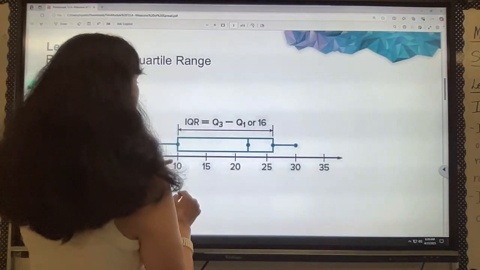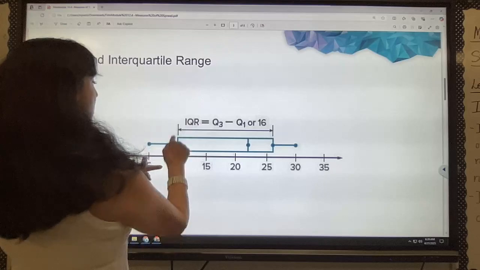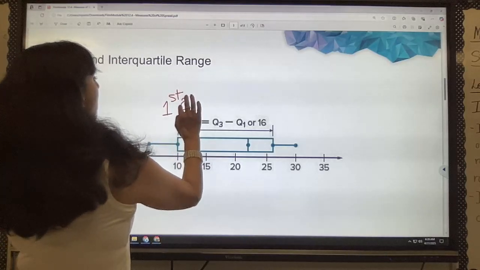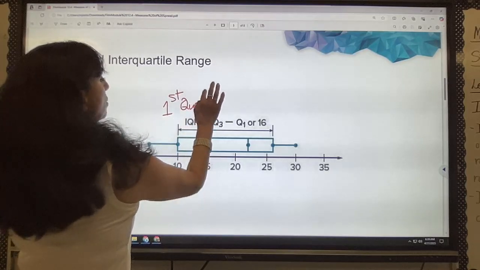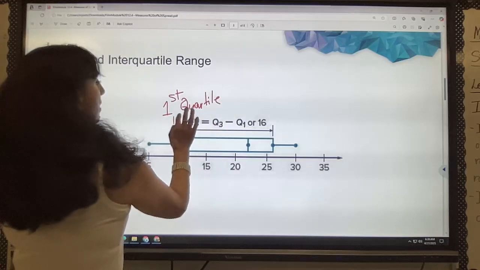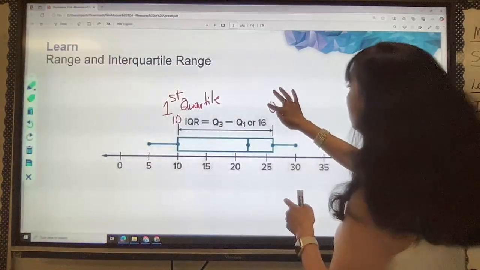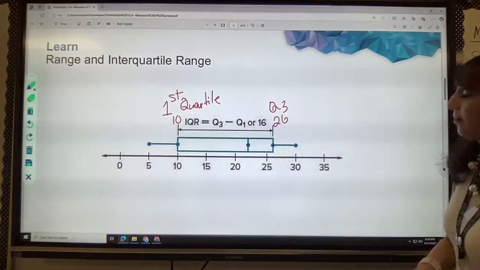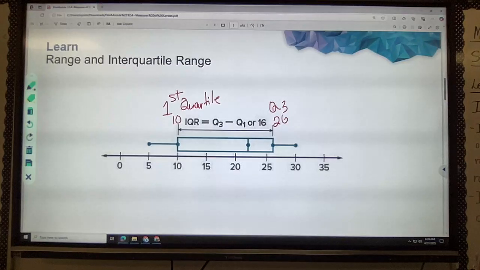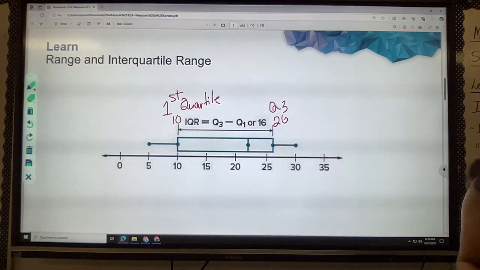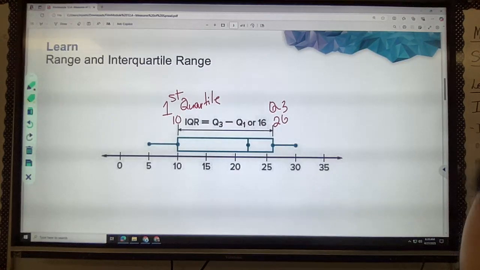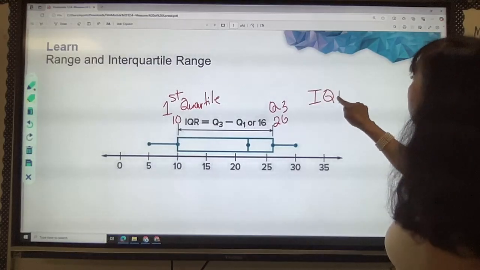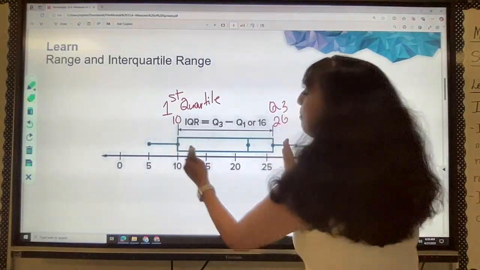So look, this is my first quartile and this is 10. So my first quartile, okay, is going to be 10. My third quartile, which is Q3, is 26. Just by looking at this, I can see that, okay? And then, what is my interquartile range? My IQR is whatever is within the box.